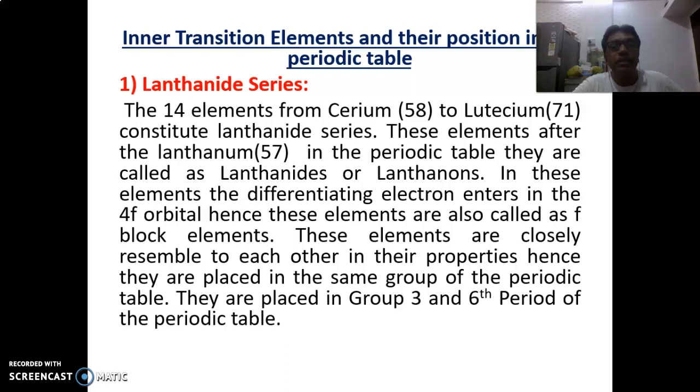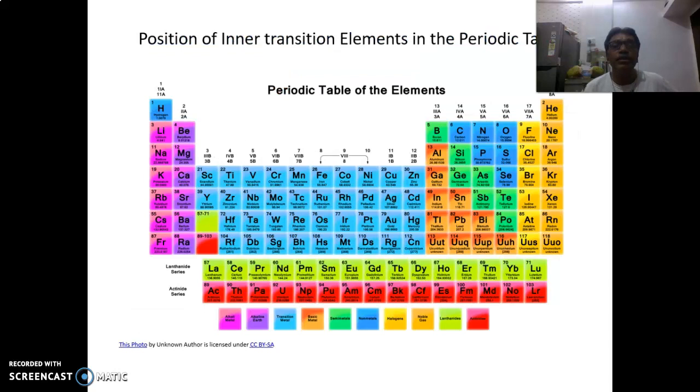In these elements, the differentiating electron enters the 4f orbital. Hence, these elements are also called f-block elements. Now, these elements closely resemble each other in their properties. They have similar chemical properties. That's why they are placed in the same group of the periodic table, that is group 3 and 6th period of the periodic table.